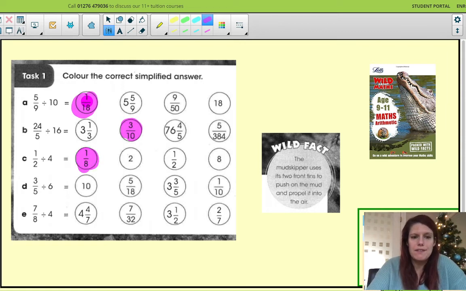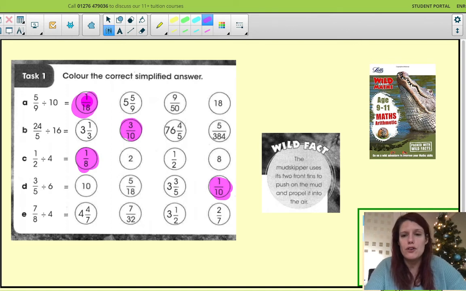And D, 3/5 divided by 6, so 5 times 6 is, of course, 30. 3/30. If we simplify that down, we get left with 1/10. Remember, to simplify, you find a common factor that can go in both the numerator and the denominator. And then finally, we have 7/8 divided by 4, and that leaves us with 7/32.